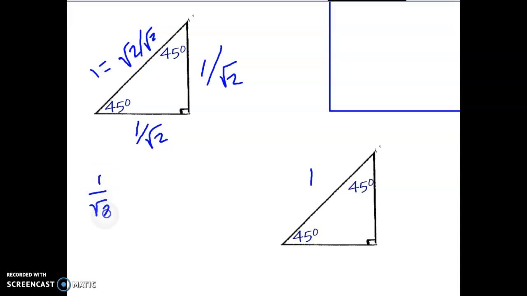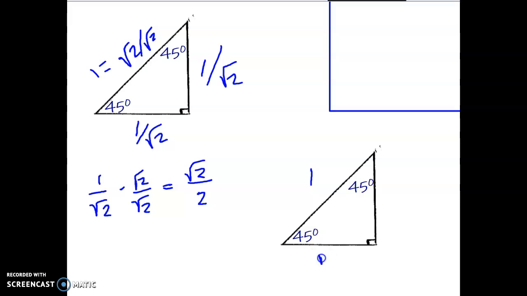Do you remember from before that we don't leave square roots in the denominator of a fraction? So I'm going to need to rationalize this. I'm going to multiply by square root of 2 over square root of 2, which we have practiced before. In the numerator, 1 times the square root of 2 is the square root of 2. And in the denominator, square root of 2 times square root of 2, well, those are the same. Remember, square root of 2 times square root of 2 is 2.